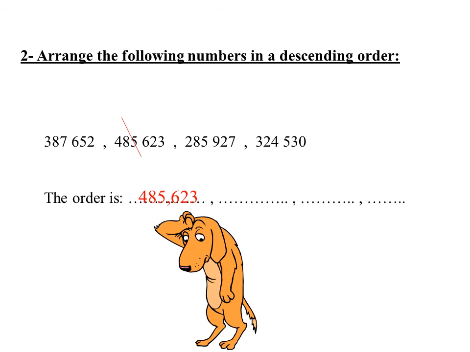Okay, we will compare the next digit. The next digit in the first number is 8 and in the last number is 2. So sure, 8 is greater than 2. So we will write it in the second order, 387,652, and then 324,530, and the last number, which is the smallest number, is 285,927.